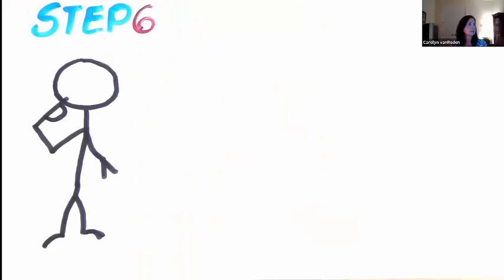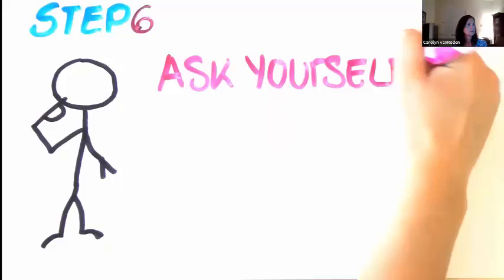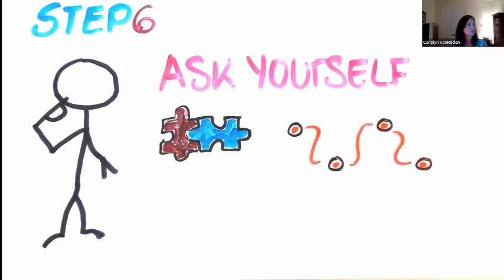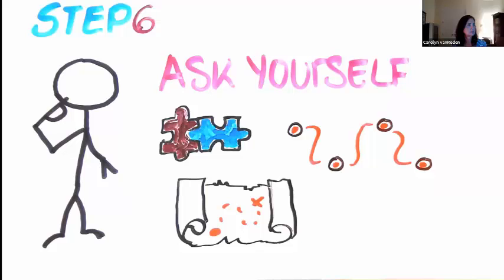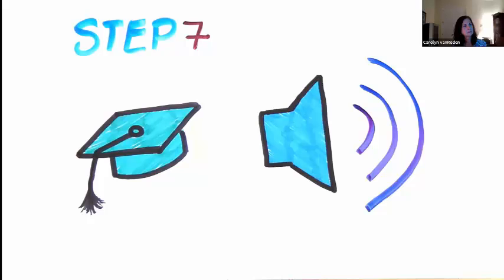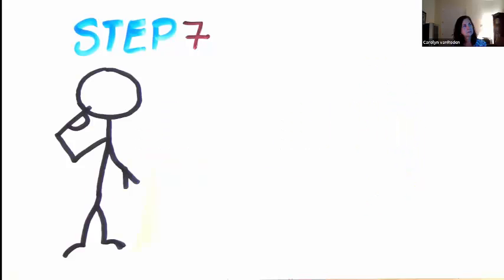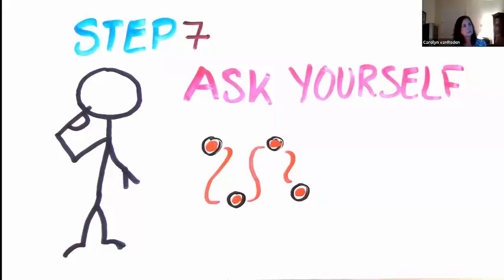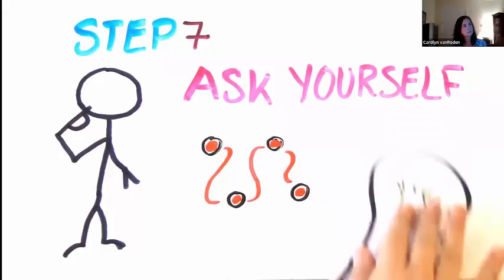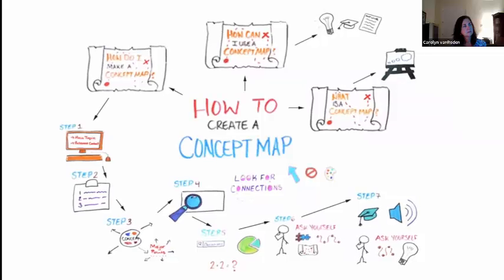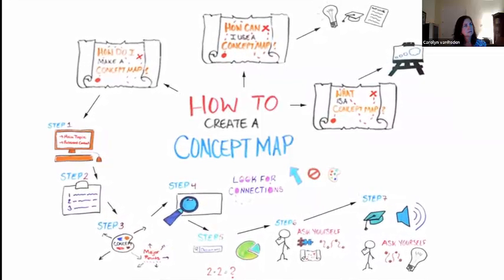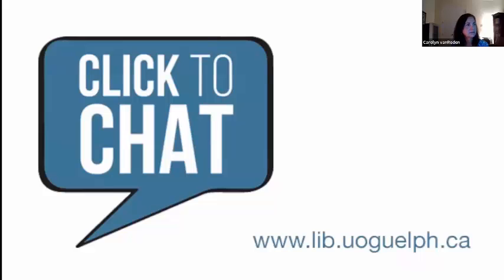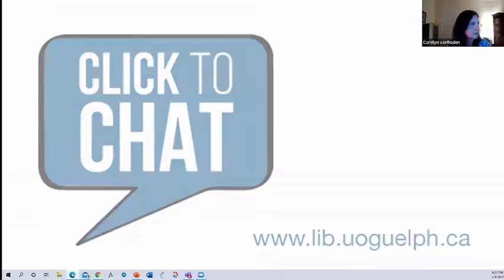Step 6. Analyze and improve your map. Ask yourself, how do these ideas fit together? Have you made all necessary connections? Is the map accurate, logical, and detailed? Step 7. As you learn more, update your concept map to reflect your better understanding. Try talking out loud about your concept map. Ask yourself, can I describe the connections between these ideas? Following these 7 simple steps will allow you to create a concept map to help you study. For more information, get in touch.